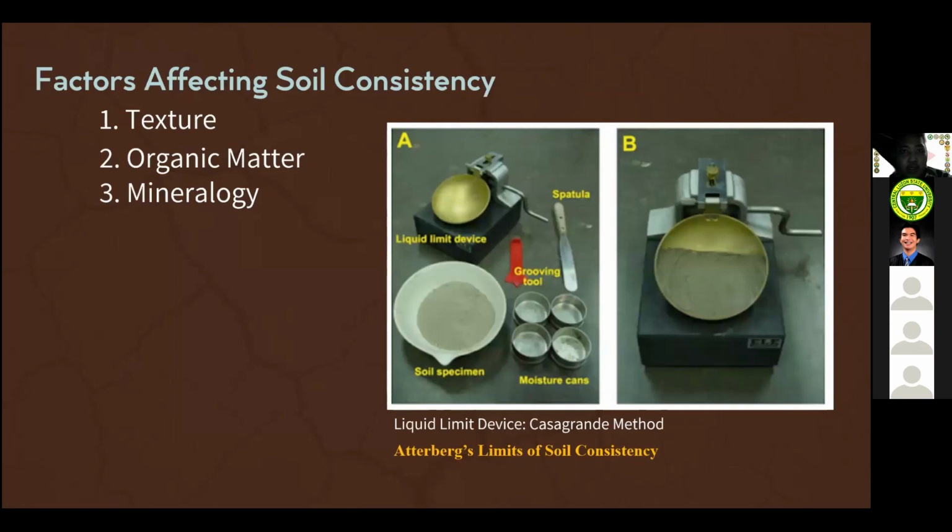Later on I will discuss this one. So first are the factors affecting soil consistency. So ano ba yung mga nakaka-apekto sa soil consistency natin? Of course, texture. Di ba? The more the soil is clayey, the more it is plastic and sticky. Then the organic matter content, then the mineralogy, or the type of clay, like montmorillonite, illite, or kaolinite. So that also affects the consistency of the soil.